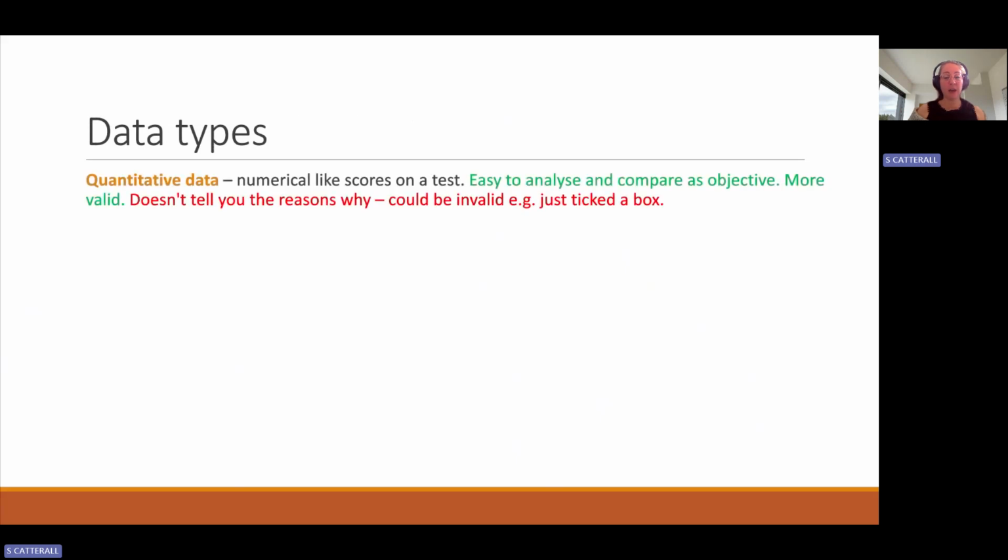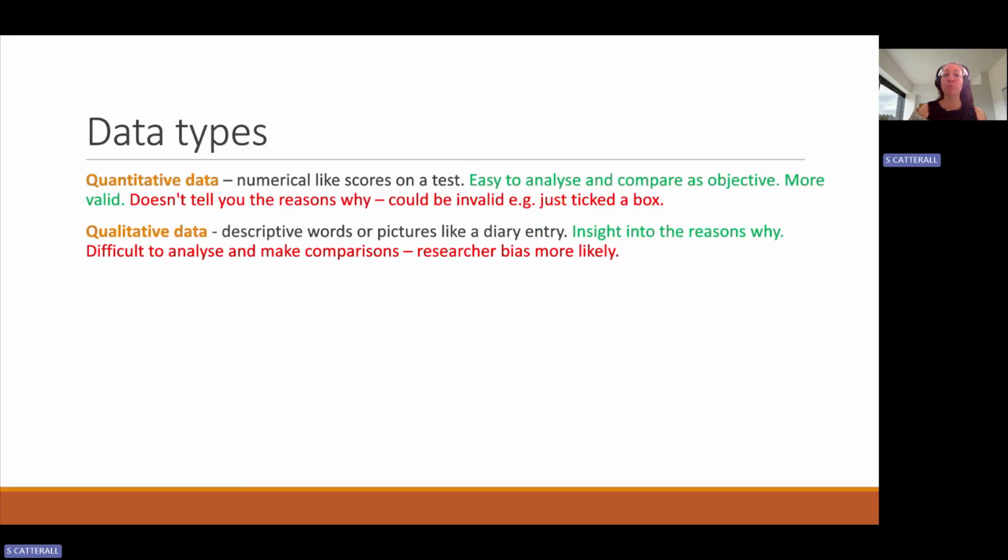And then we've got data types. So types of data that we need to know, quantitative and qualitative. These are probably going to come up because they always ask questions about data. So quantitative is quantity, numerical scores, like on a test. You might need an example, which is why I've put scores on a test. So when you define it, put an example on. Whereas for qualitative, it's descriptive words or pictures, like a diary entry.